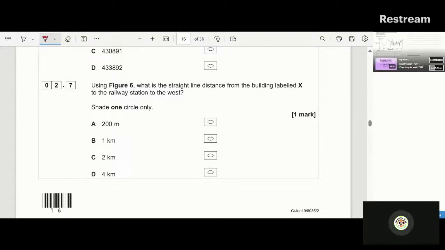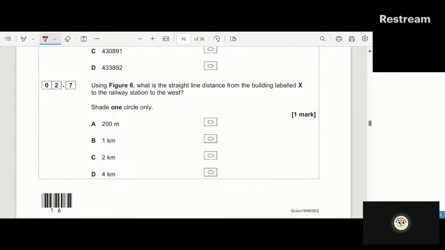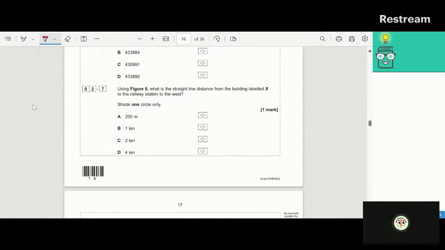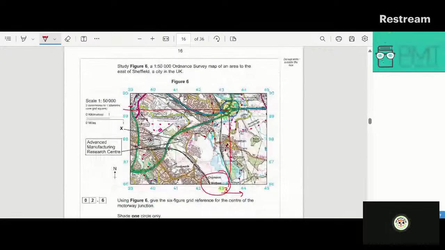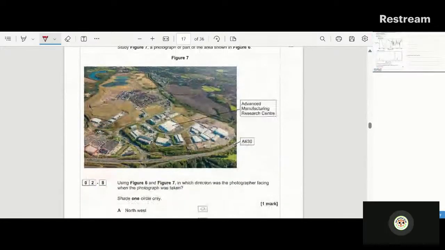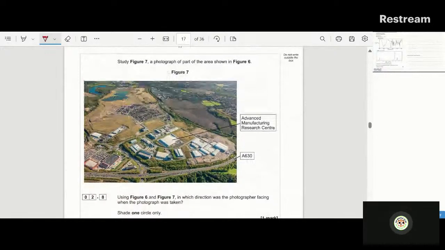So, using figure 6, what is the straight line distance from the building labelled X to the railway station to the west? Shade 1 circle only. So I guess this is using the key that they've given you. You don't have rulers and you can't measure it, so we will skip that question for now. Study figure 7. A photograph of part of the area is shown.